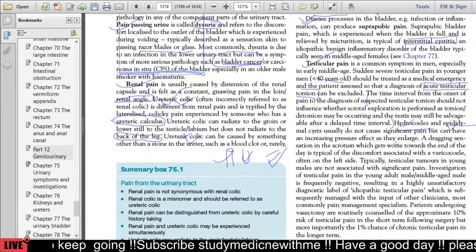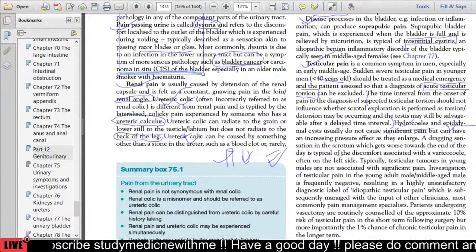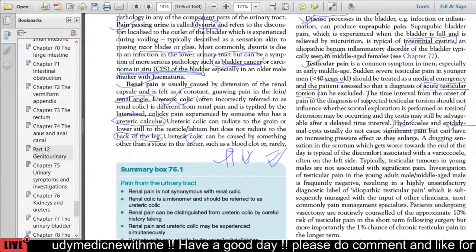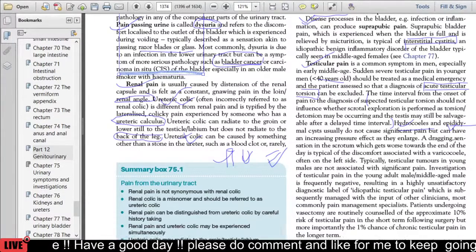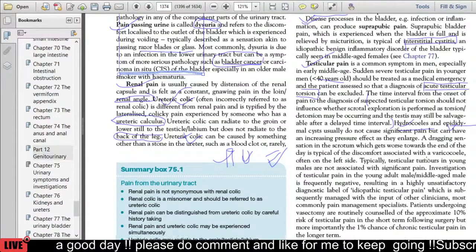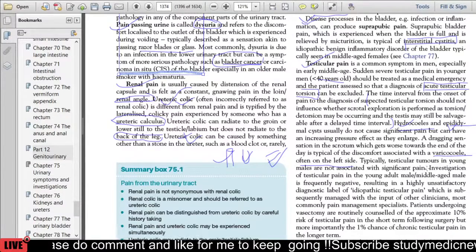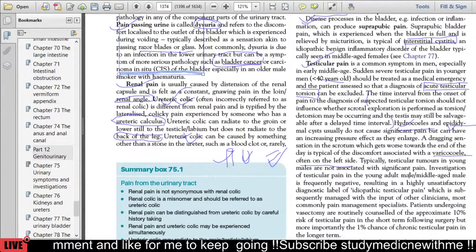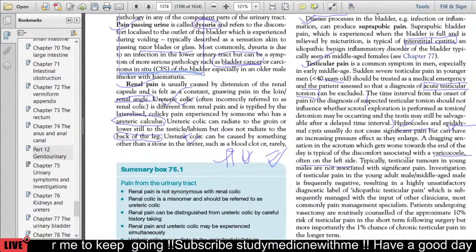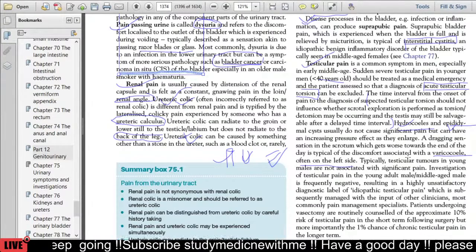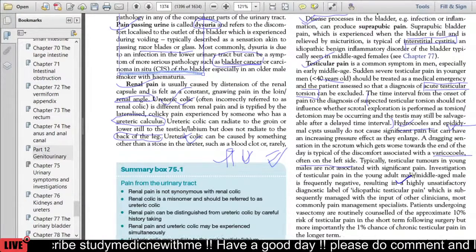The dragging sensation in the scrotum, which gets worse toward the end of the day, is typical of the discomfort associated with varicocele, often on the left side. Typical testicular tumors in young males are not associated with significant pain. So testicular tumors are not that painful, especially in a younger male, young adult male or middle-aged male.